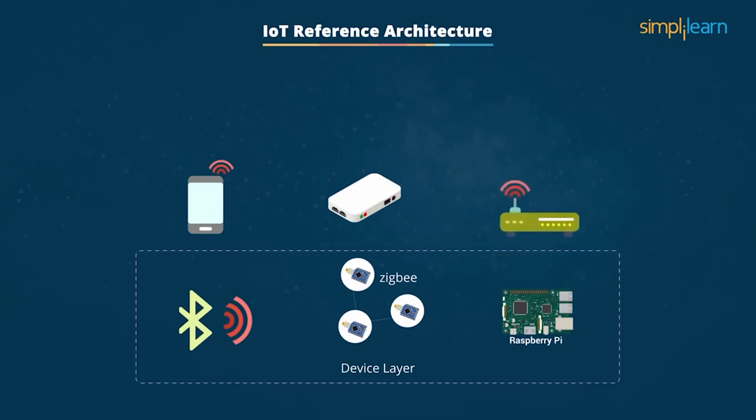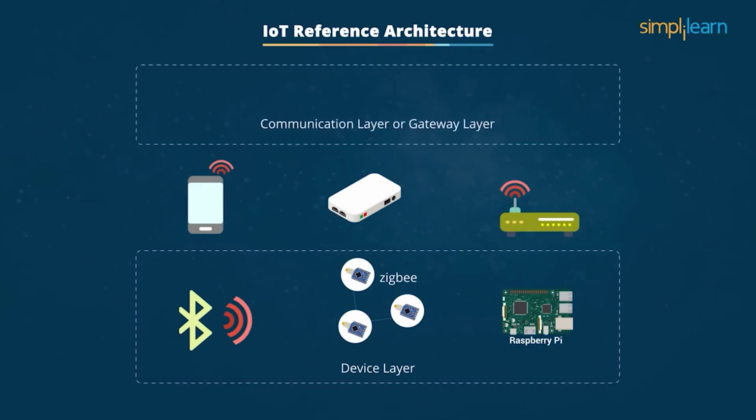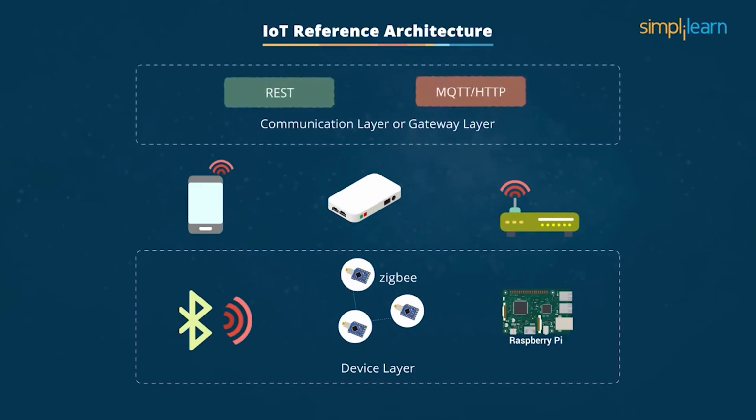This is directly connected to the communication layers, which are part of the second layer. Communication layer. The communication layer, or gateway layer, has REST protocols and other application level protocols. Both the layers are tightly coupled and generate an enormous amount of data.